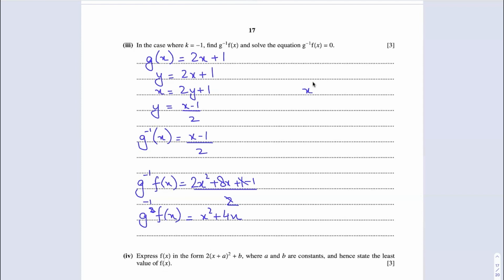So we can write x squared plus 4x equals 0. Taking x common, we'll get x times x plus 4. So the two values of x are x equals 0 and x equals -4.